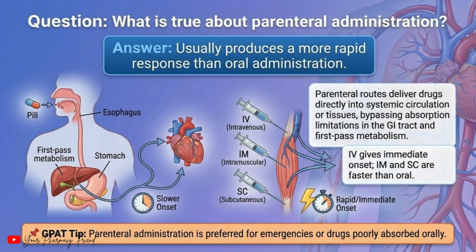What is true about parenteral administration? Parenteral administration usually produces a more rapid response than oral administration. By delivering drugs directly into systemic circulation or tissues, parenteral routes avoid the delays and first-pass metabolism associated with the gastrointestinal tract, making them ideal for emergencies or when oral absorption is inadequate.